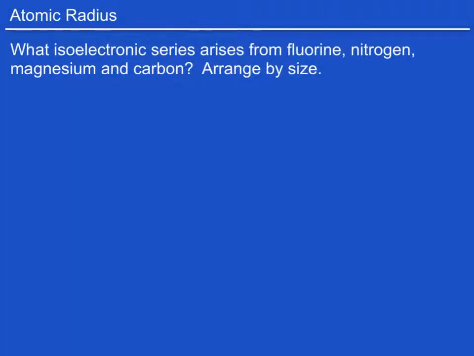Alright, so in this case we're looking for an isoelectronic series that arises from fluorine, nitrogen, magnesium, and carbon. And after we do that, we're going to put them first in order by increasing nuclear charge, but then we're going to put them in order by increasing size.